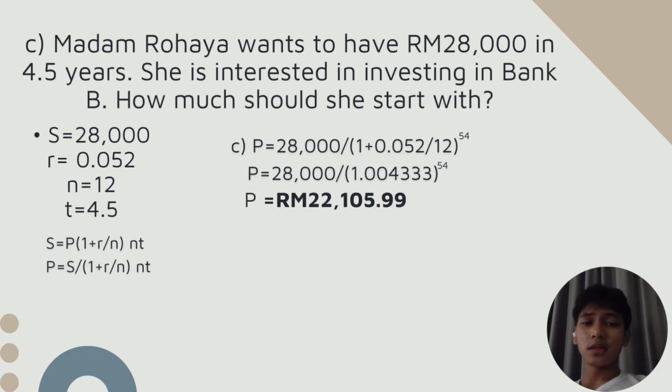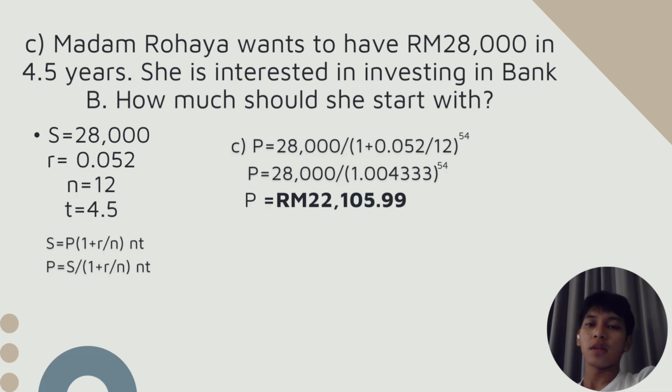For question C, Madam Rohaya wants to have 28,000 ringgit in 4.5 years. She is interested in investing in Bank B. How much should she start with? So S equals 28,000 ringgit, R equals 0.052, N equals 12, T equals 4.5.